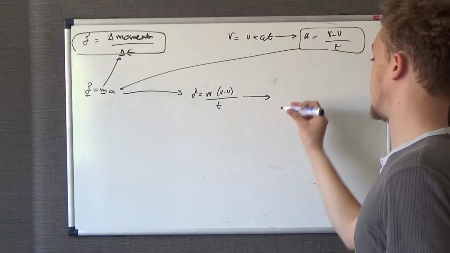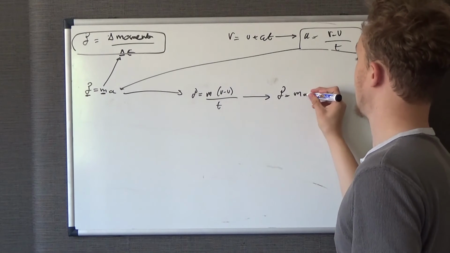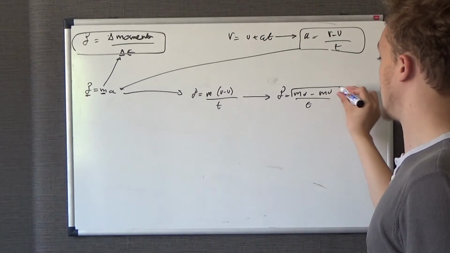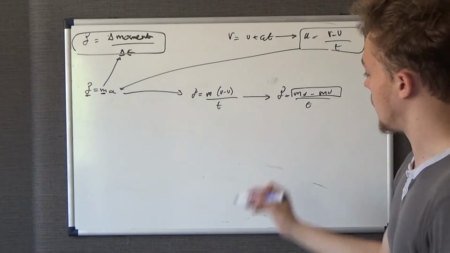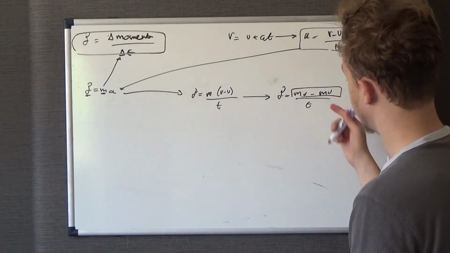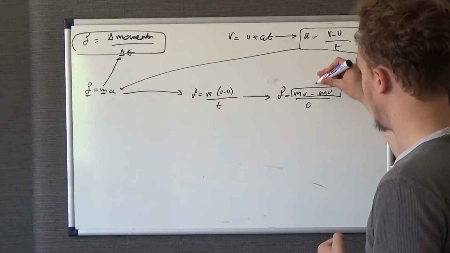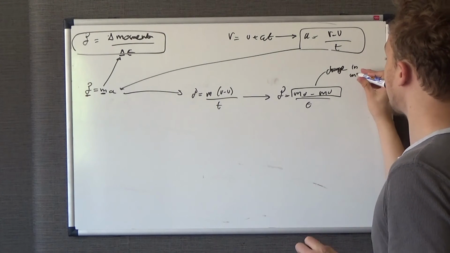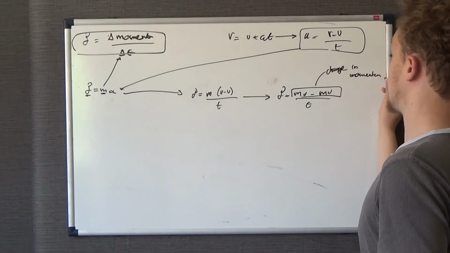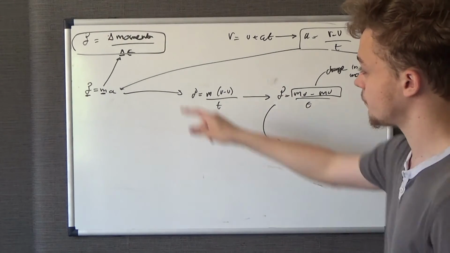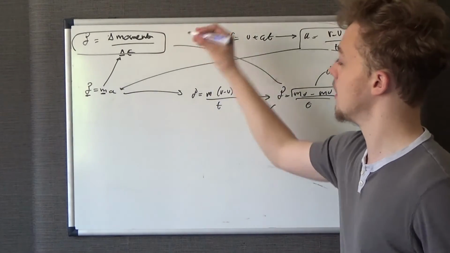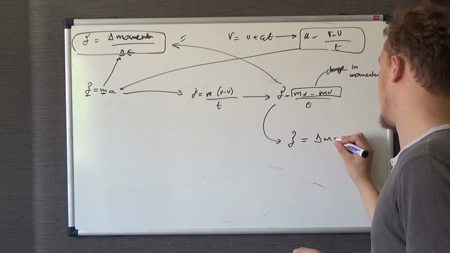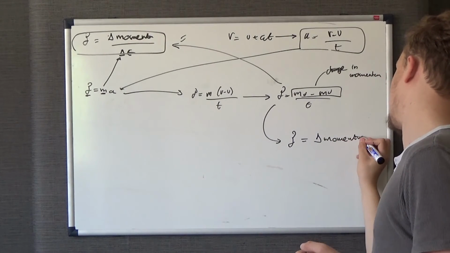And then what I'm going to do is expand this out. So F is equal to mv take mu over t. Now, this mv is the final momentum, and this mu is the initial momentum. So what we've got here is the change in momentum, in other words, the impulse. So therefore, we can write it as what we've got up here. It's exactly the same now. So the resultant force is equal to the rate of change in momentum, or the change in momentum over the change in time.